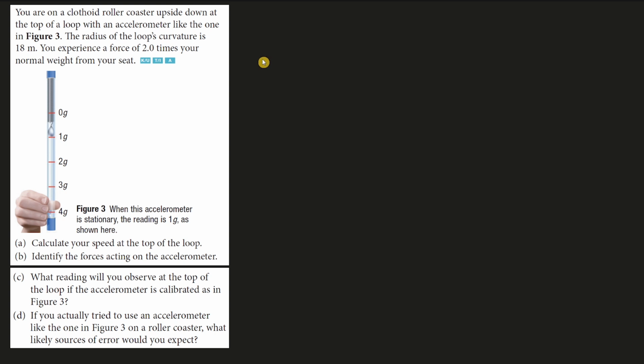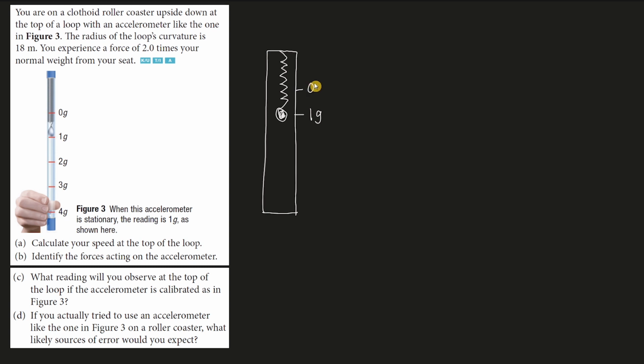I draw an illustration of the accelerometer. Inside the accelerometer, there is a ball hanging on a spring. When the accelerometer is stationary, the reading is 1G. It's like this. Here is 1G.